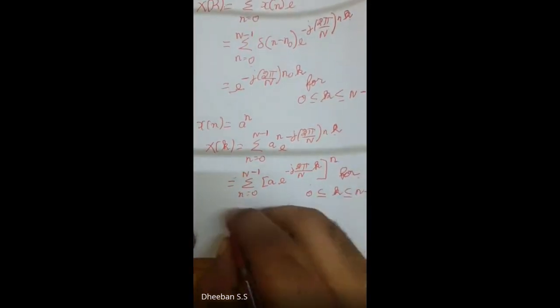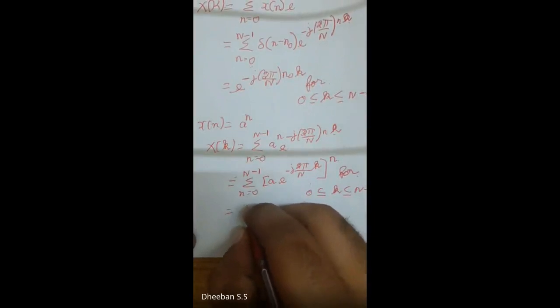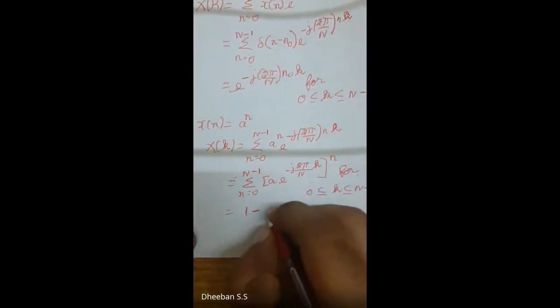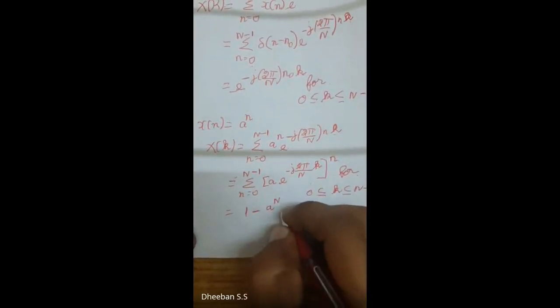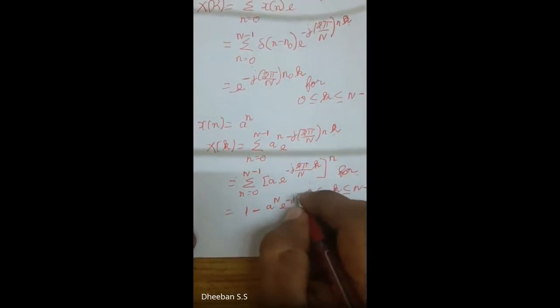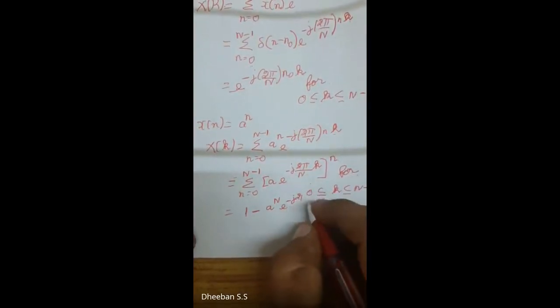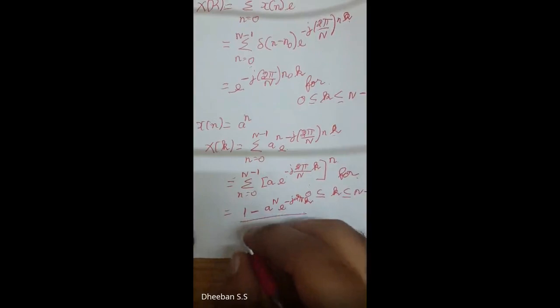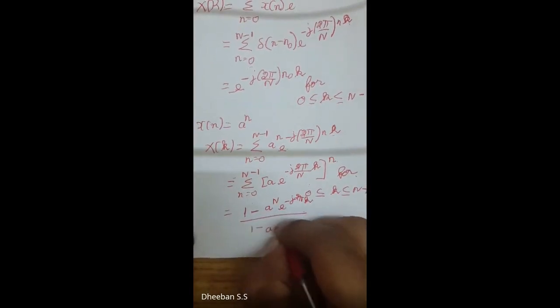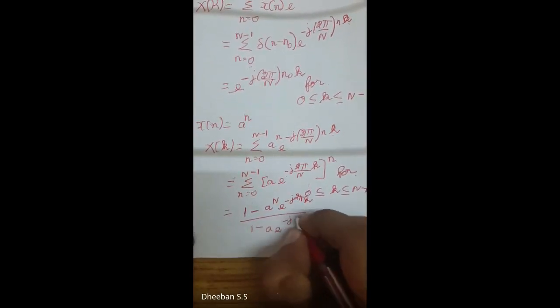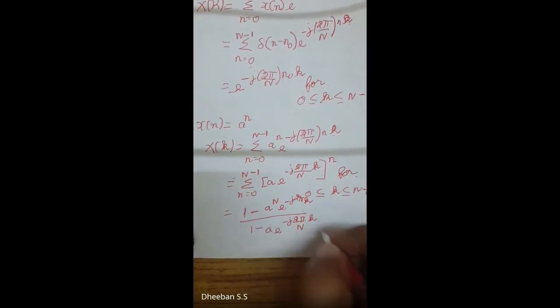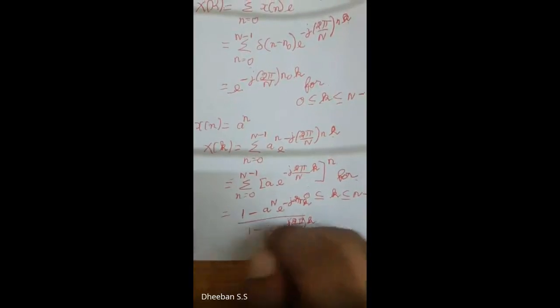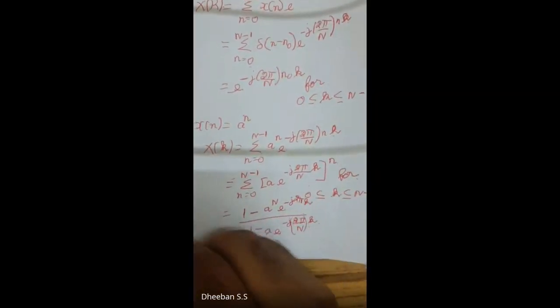We will be getting this value, you just put it out, 1 minus a power n will be there, a power n, so e power minus j 2 pi, so n and n will be cancelled, 2 pi k, divided by the same thing, 1 minus a e power minus j 2 pi by n into k. Okay. This is the formula.